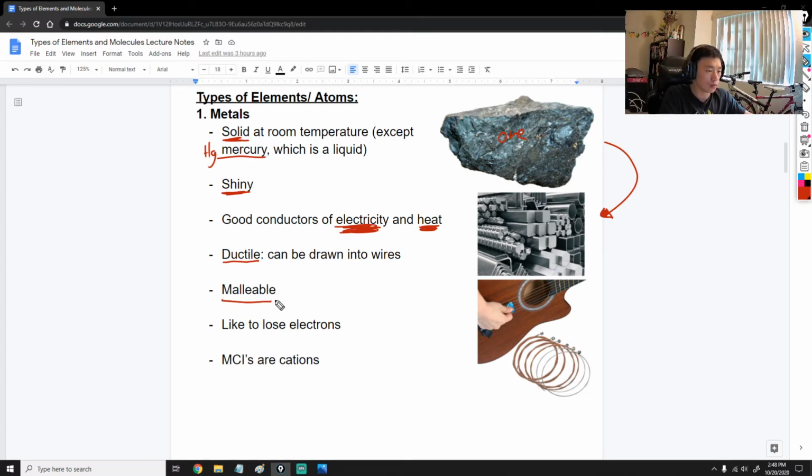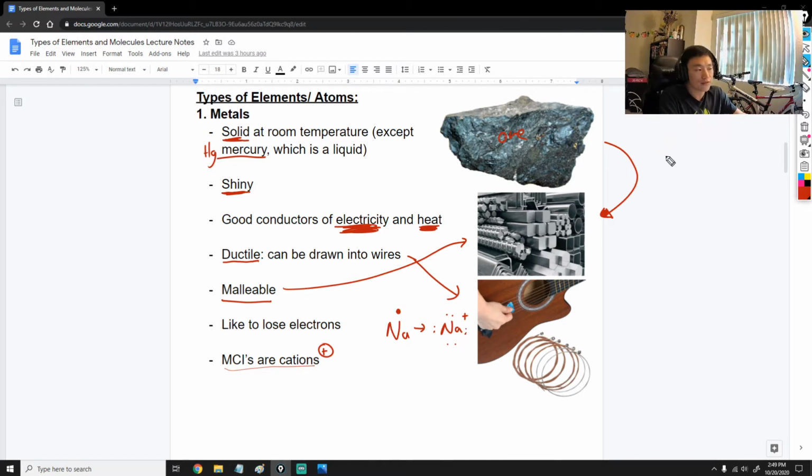Okay, they're also malleable, which means that we can make them into different types of shapes, right? We can make all different types of shapes with metals, and they're able to keep that shape. Okay, now if we look a little bit more chemically, metals like to lose electrons. So if we have metals, they like to get rid of their electrons, and so their most common ions are cations, which means they become positive. An example would be Na. Na has 1 valence electron, and what it likes to do, as you guys know, is lose that electron and become Na plus with 8 valence electrons.